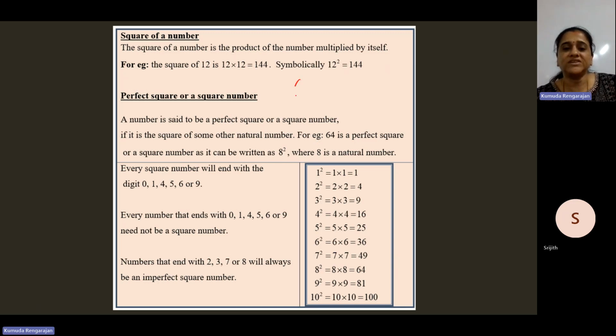Now 6. The square of no natural number is 6. Now, when you say 3 squared, it is not 3 into 2.